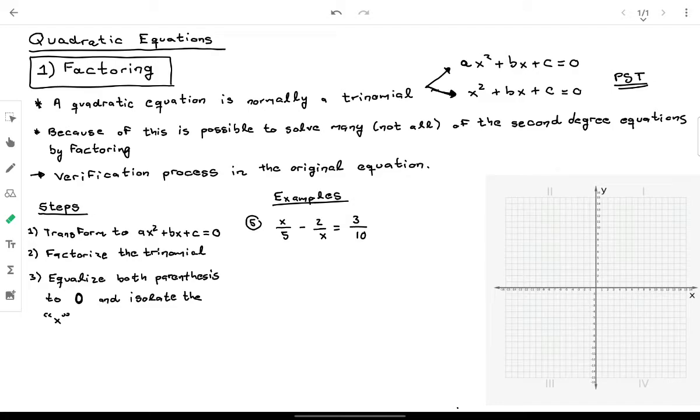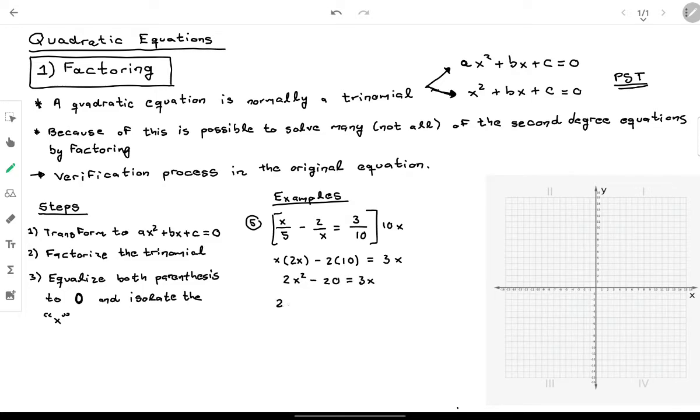Imagine we have this equation. So what do we need to do on this one? We need to multiply by the least common multiple in order to eliminate the fractions and have a whole number equation. So it's going to be 10x. In the first one we are missing 2 and x. On the second one we are missing a 10. And on the third one we are missing the x. So it's going to be 2x squared minus 20 equals 3x.